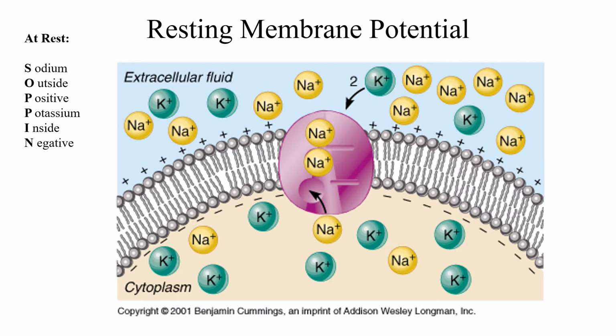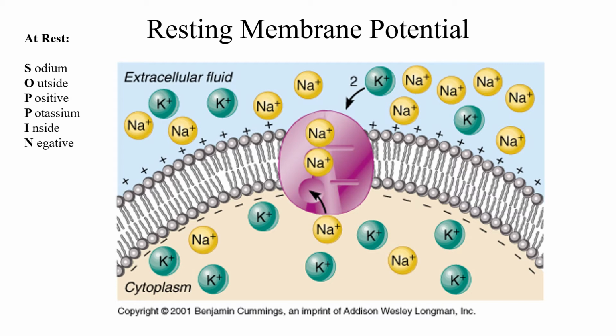Okay, so you may want to use this little device over here on the left side of your screen, SOPN, which helps you remember that at rest, sodium is outside the cell. That carries a positive charge outside. Potassium is inside, creating a negative charge. And again, let me repeat, it is about where you have the majority. The majority of the ions are outside, and that's why we have an overall positive charge there.